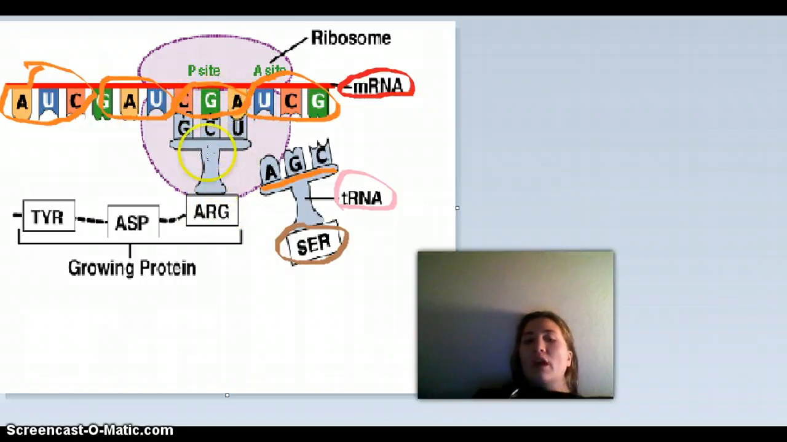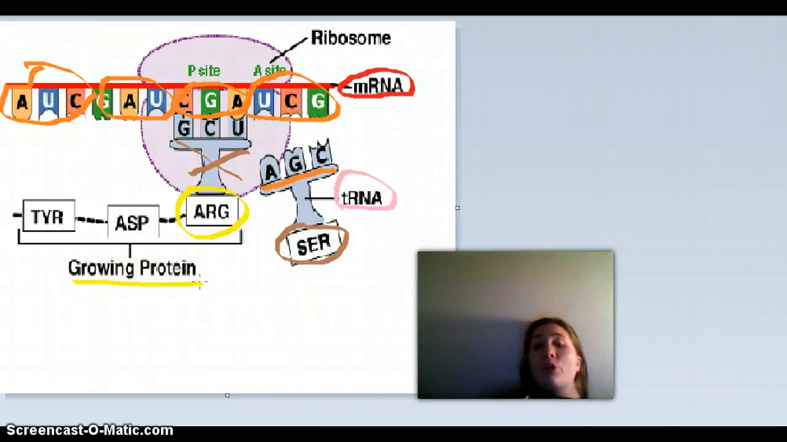After it travels up and they're connected, this part of the tRNA will disappear, and the amino group pops off. So this part pops off, and what is left is these two over here. We call these growing proteins. The reason they are called growing proteins is because eventually it's growing the protein.